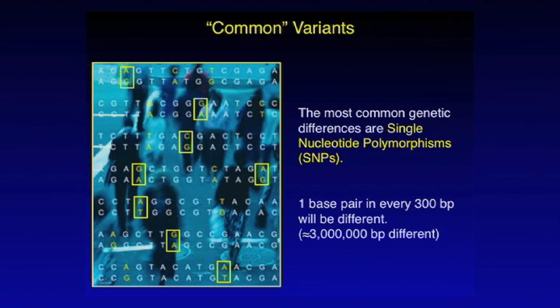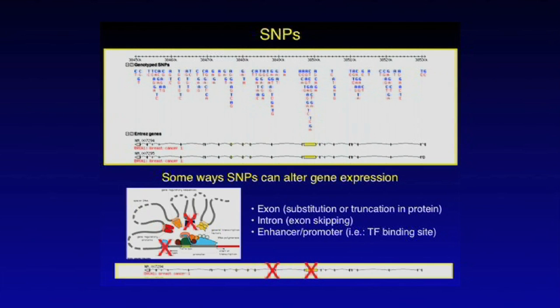So, on average, there's about one base pair different about every 300 base pairs in the genome. So it's still a lot of bases difference. And some of them have effects and some of them don't. So this is another look at some SNPs, as we call them. This is a depiction of a gene. This is actually the BRCA1 gene, which is a gene that's involved in breast cancer.